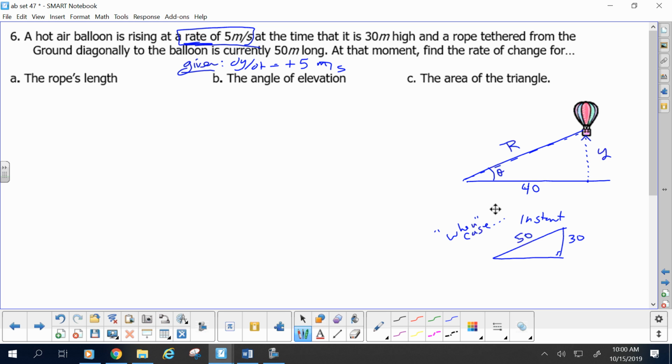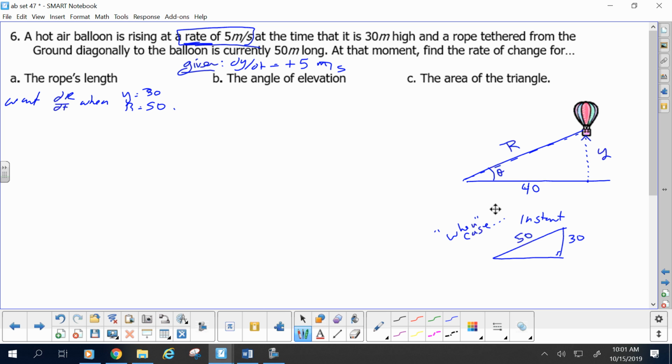When they ask, at that moment, to find the rate of change for the rope's length, what do they want? dr/dt, and when do they want it? When y is 30 and when r is 50, yeah? You follow me? That's the instant they talk about. Really cool? Okay, so I look at the picture, and each time the equation could be different, but when I see a triangle, I think either similar triangles, Pythagorean theorem, or trig. What do you want to do?